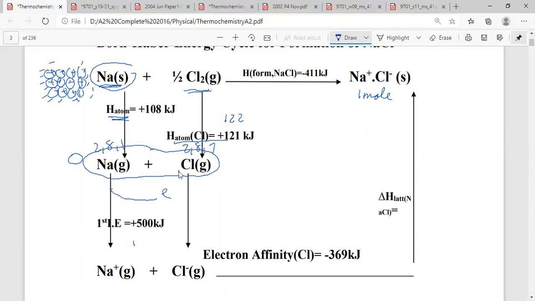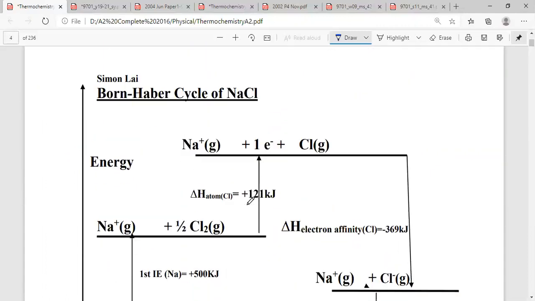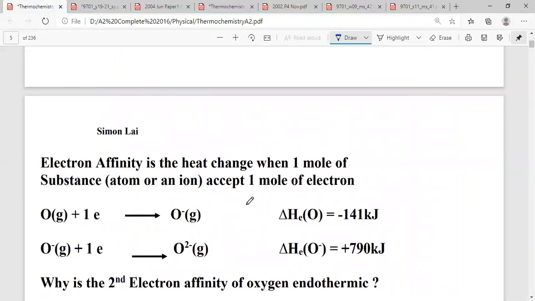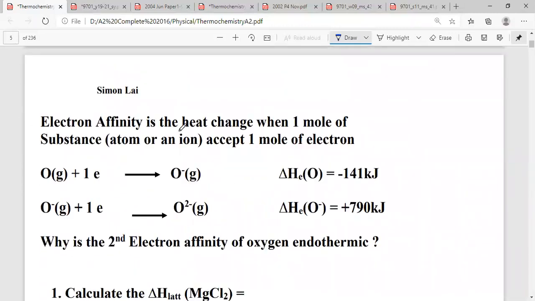Now this further here is 287. What it does is it will accept an electron. Okay, now from here to here is called the electron affinity. They will ask you in your A2 the definition for electron affinity. Now here it is. It's the heat change when 1 mole of the substance, atom or ion. Remember, "substance" here is a general term. You can refer to an atom or an ion. Why? Later. Except 1 mole, it's always 1 mole.